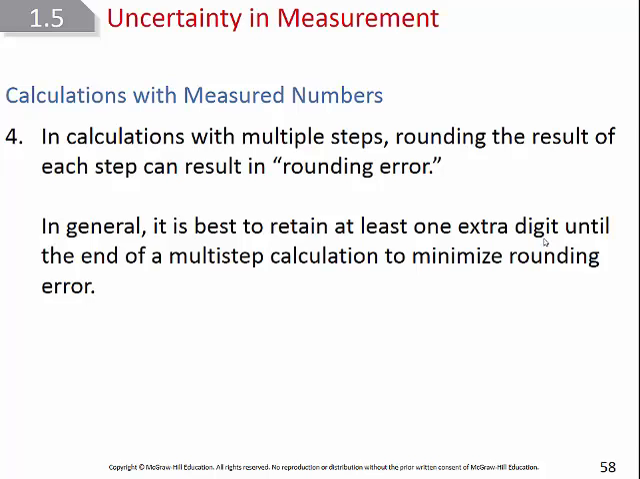Or if you're the kind of student who likes to write down your answer at the end of each step and then plug that into your calculator, that's fine. Just keep at least one extra digit. So if you know your final answer needs 4 significant figures, make sure at each step you're counting out 5 significant figures and then round for the very end.